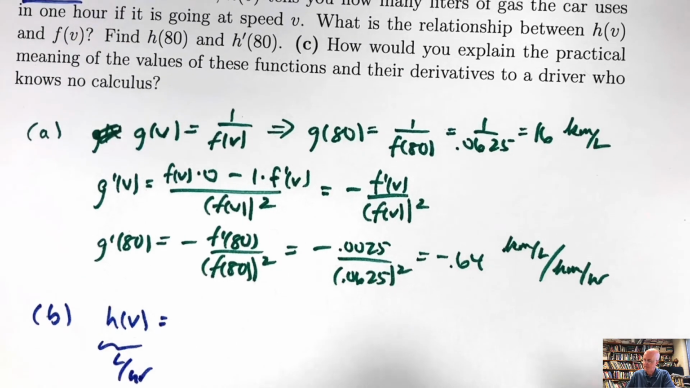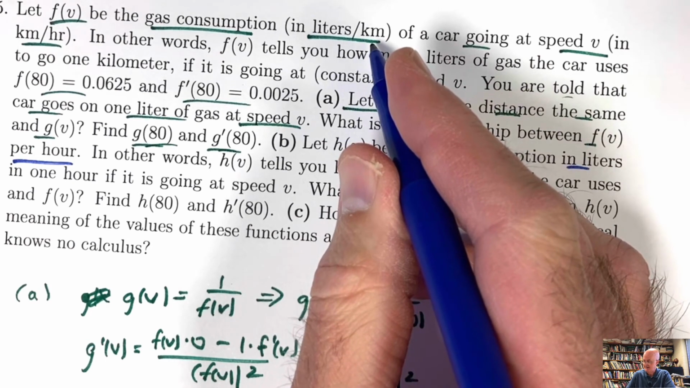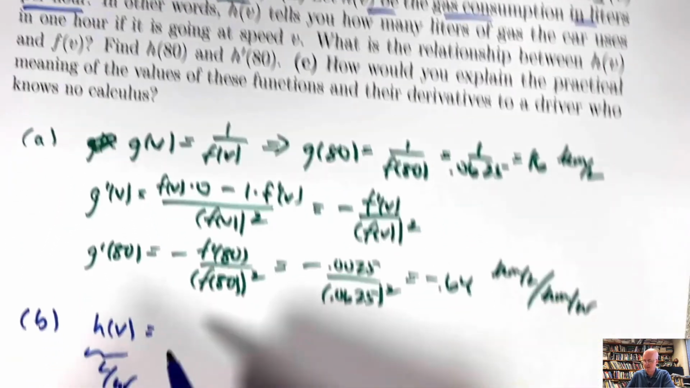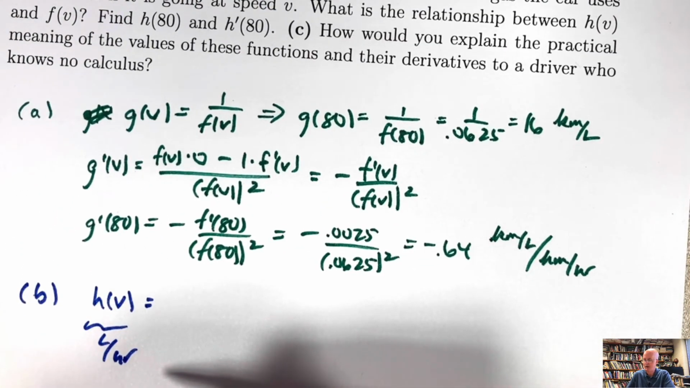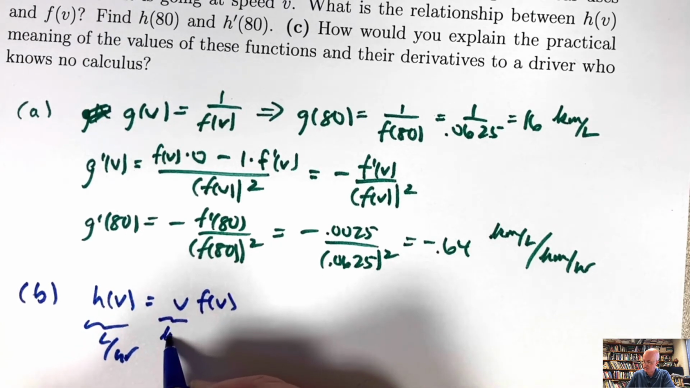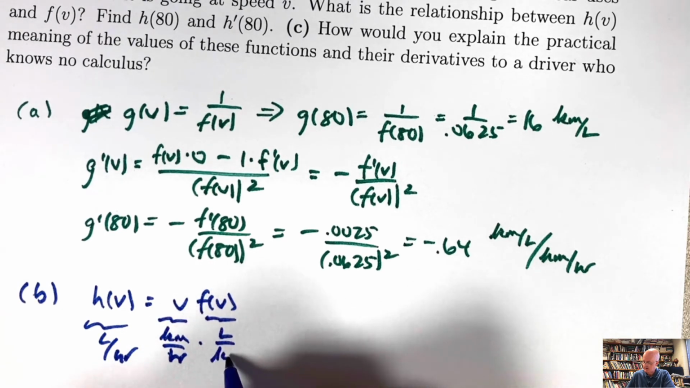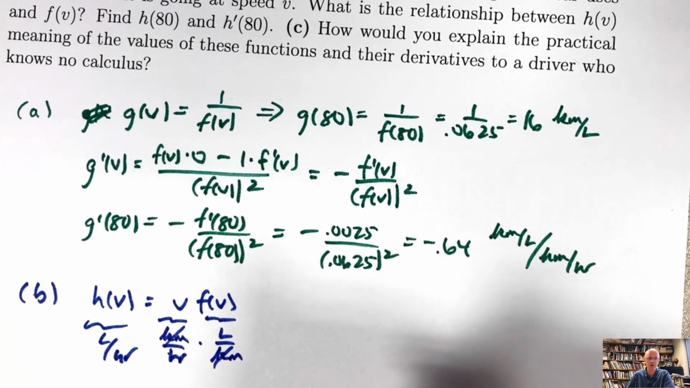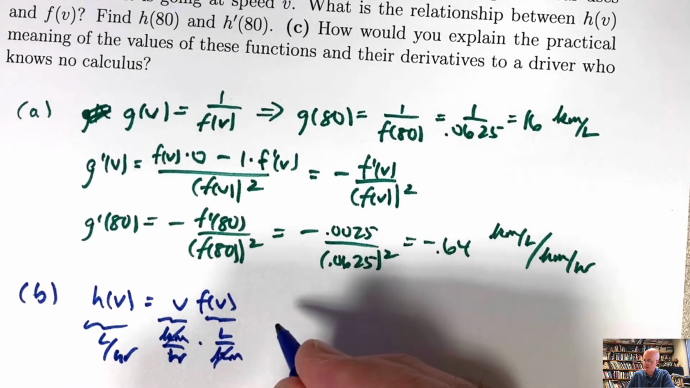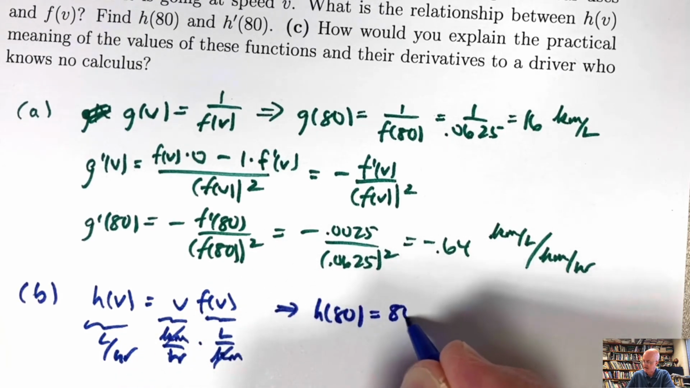We know F of V is in liters per kilometer. The liters is in the numerator, but the kilometers is in the denominator instead of hours. How could I get the units to cancel appropriately to give me ultimately liters per hour? I need a quantity that has units of kilometers per hour. Hey, that's the speed. This is V times F of V. V is in kilometers per hour, F of V is in liters per kilometer. The kilometers cancel, leaving you with liters per hour. So that's the relationship between H of V and F of V. And it implies that H of 80 is 80 times F of 80.